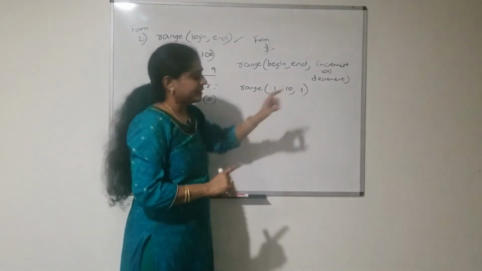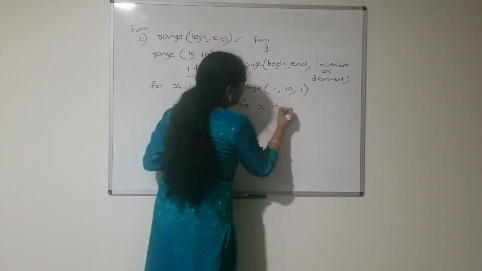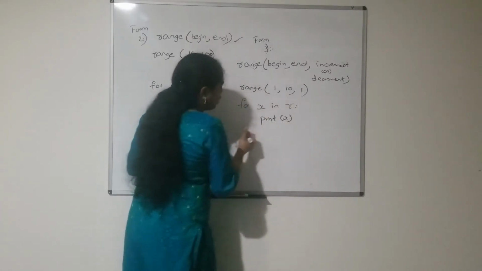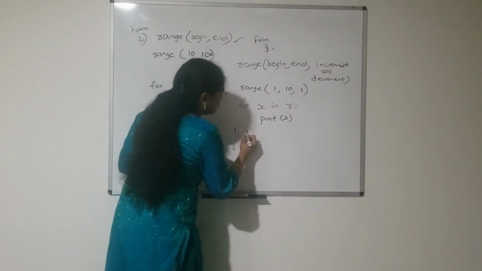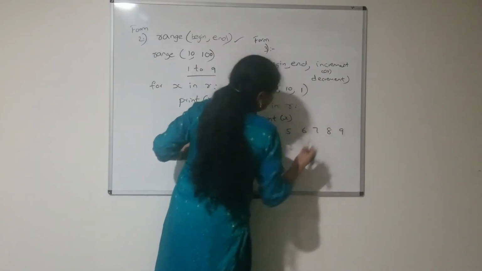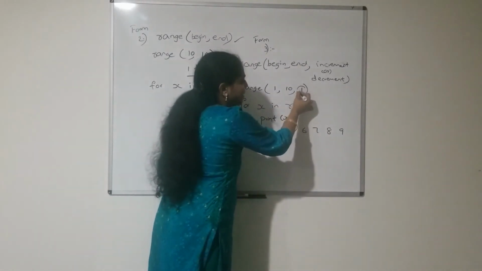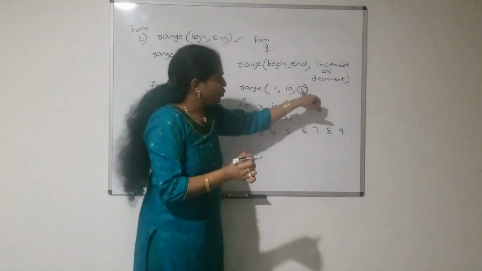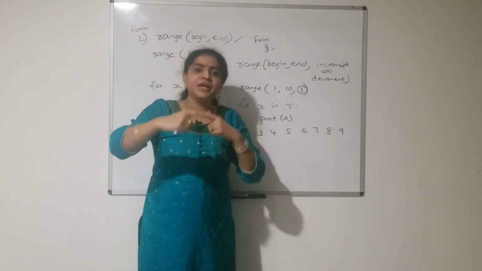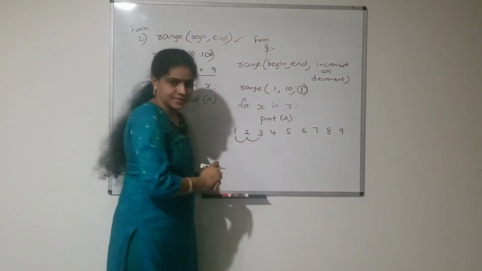If I give like this and print for x in R, print of x, then the output will be 1, 2, 3, 4, 5, 6, 7, 8, 9, like this. Here I am using an increment of 1. This is the meaning: if you use 1 here, each and every value is incremented by 1. So see here, 1 plus 1 is 2, 2 plus 1 is 3, like this.